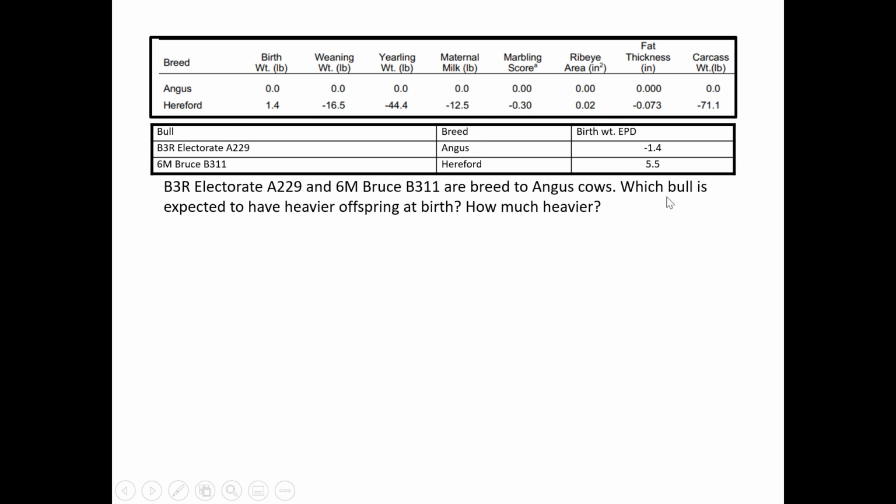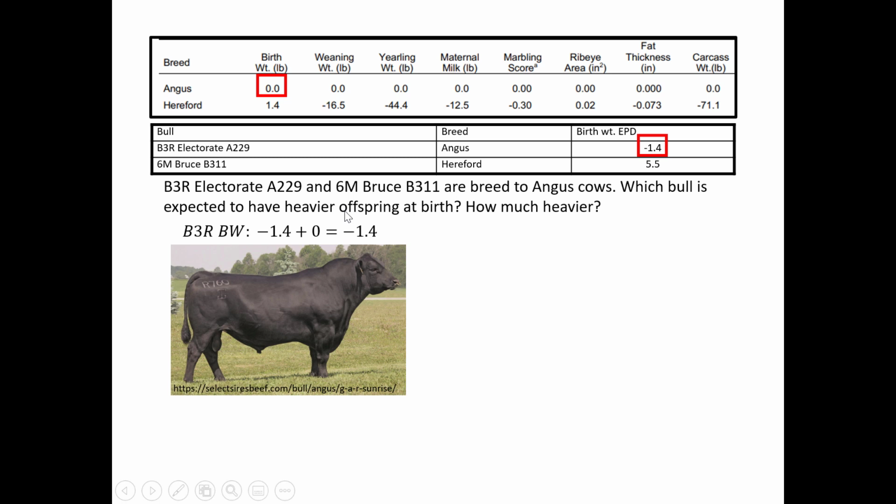This chart right here is just from y'all's notes, but I've taken two bulls out, the ones we're going to look at, and this is from the chart on the previous slide. So let's start by looking at B3R. B3R has an EPD of -1.4 for his birth weight. His adjustment is just going to be 0 since he is an Angus, and that's what our adjustments are based off of. So for his birth weight EPD, we do -1.4 plus 0, and we just get -1.4.